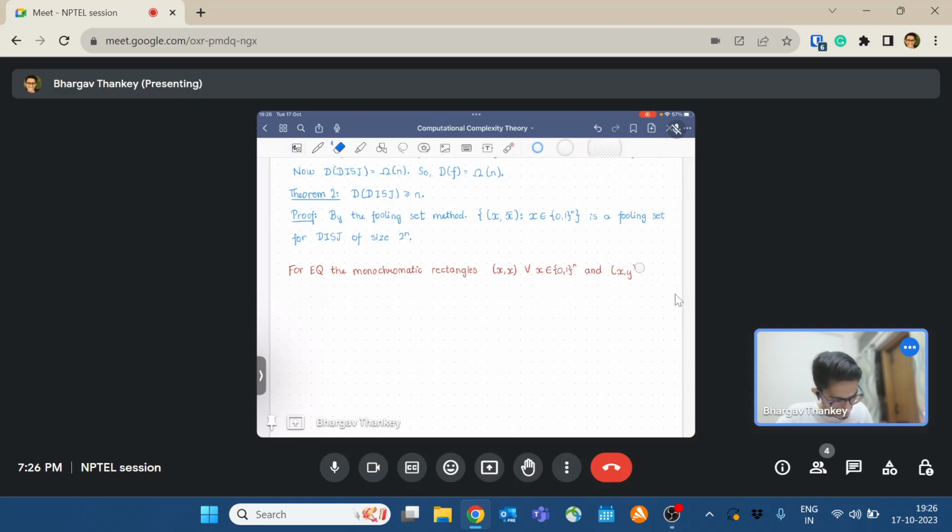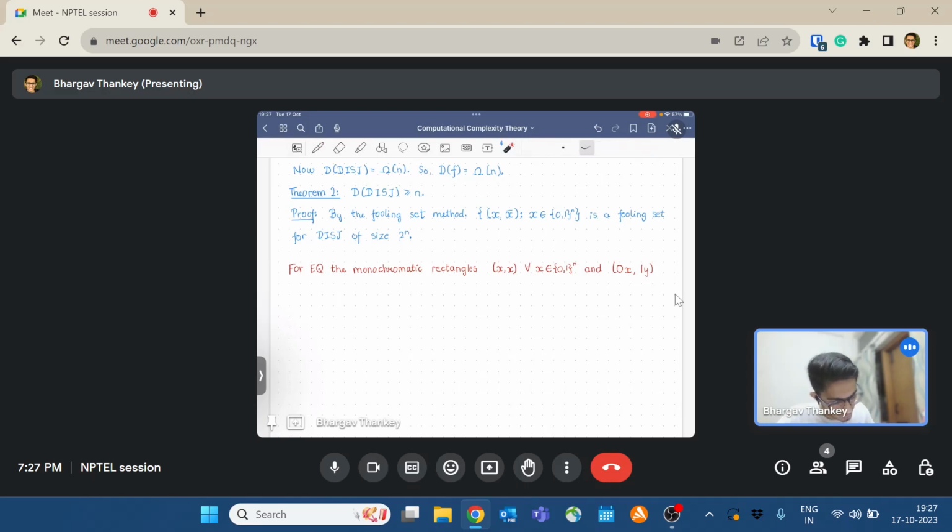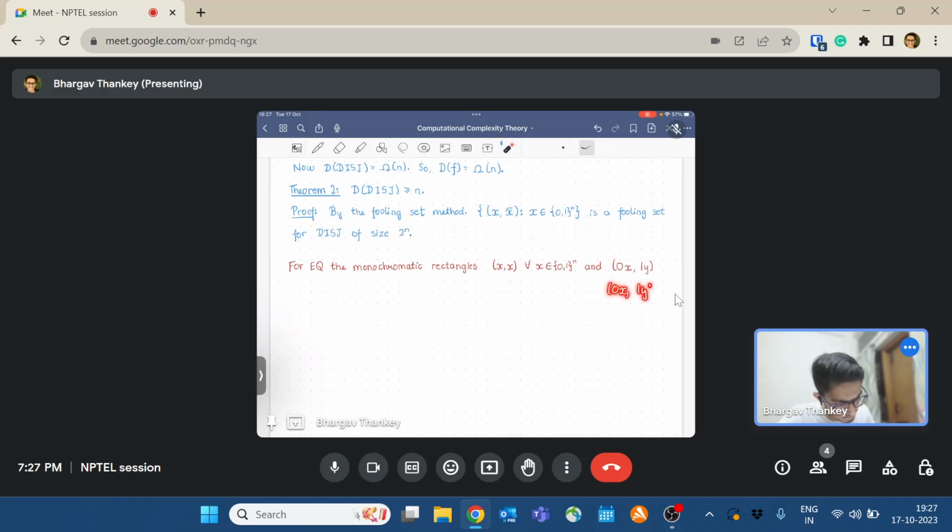I think this one. Do I need x or x prime? Okay, so 0x, and let me first write 1y and see what happens. So you have 0x and 1y, and 0x prime, 1y prime. So this is 0. 0x, 1y prime is also 0, and 0x prime, 1y is also 0. So I think this should work.